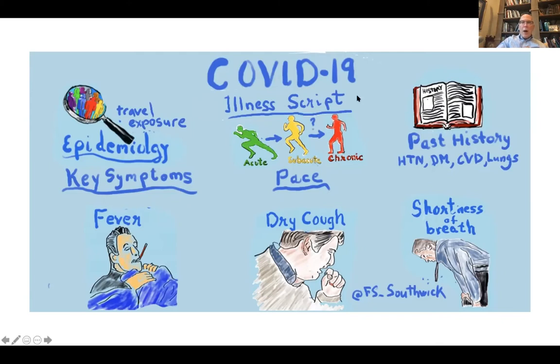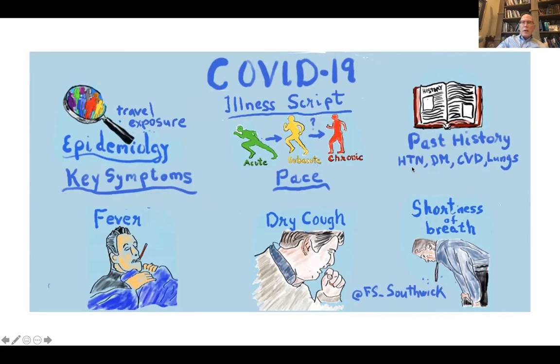And then we like to know how rapidly the disease comes on. And it turns out that COVID-19 comes on, it's acute. It comes on in 2 or 3 days, at the slowest 5 to 6 days. And the key symptoms are fever, dry cough, and later on, shortness of breath.